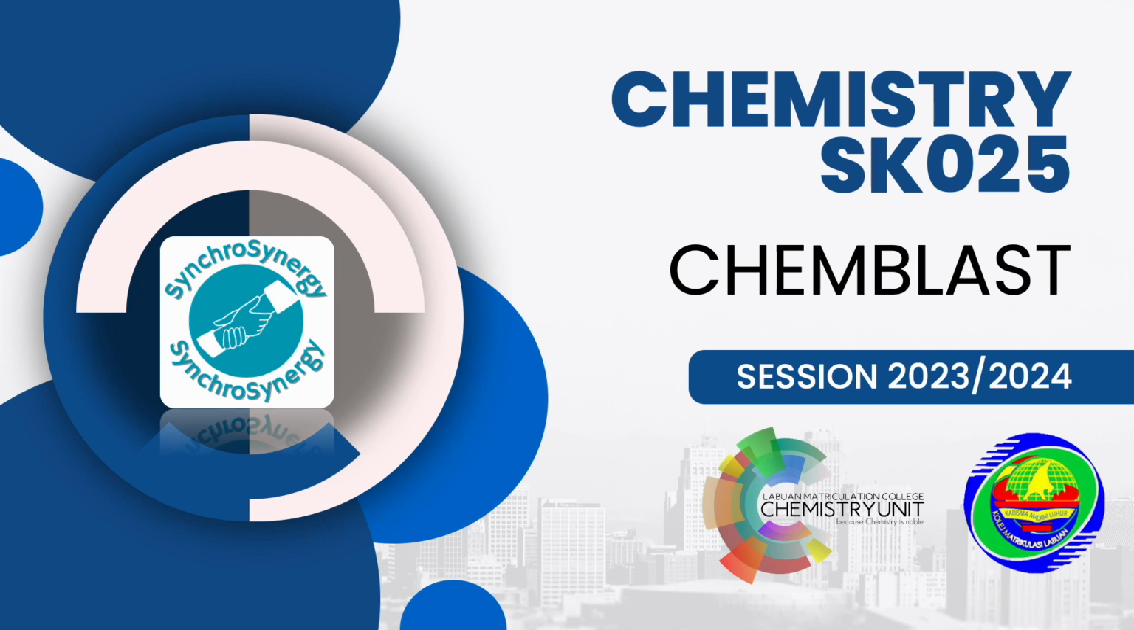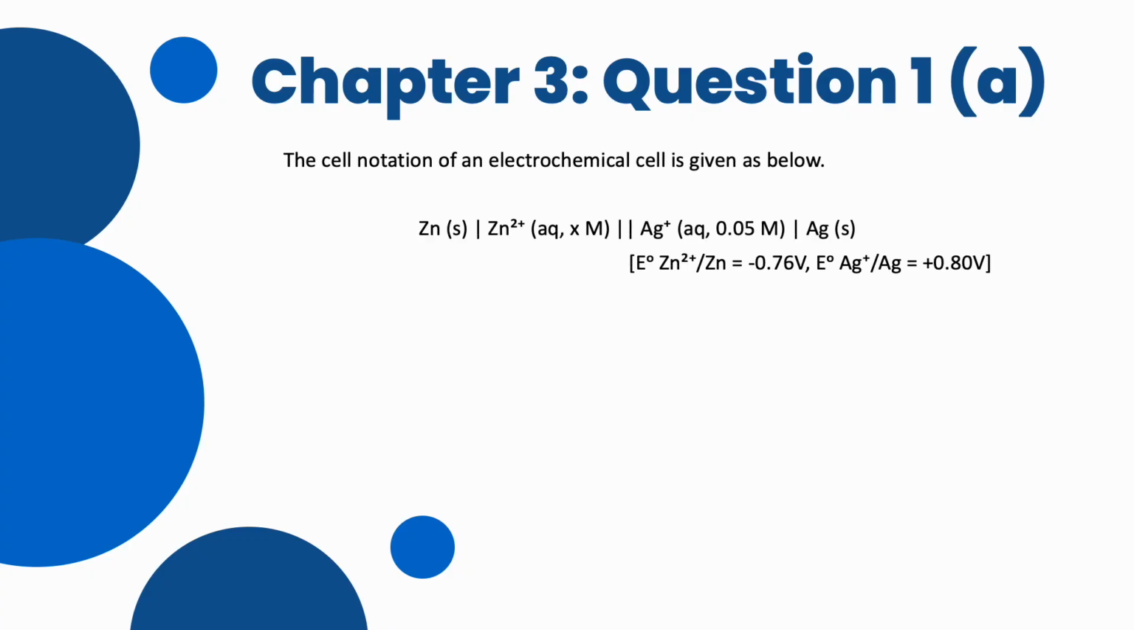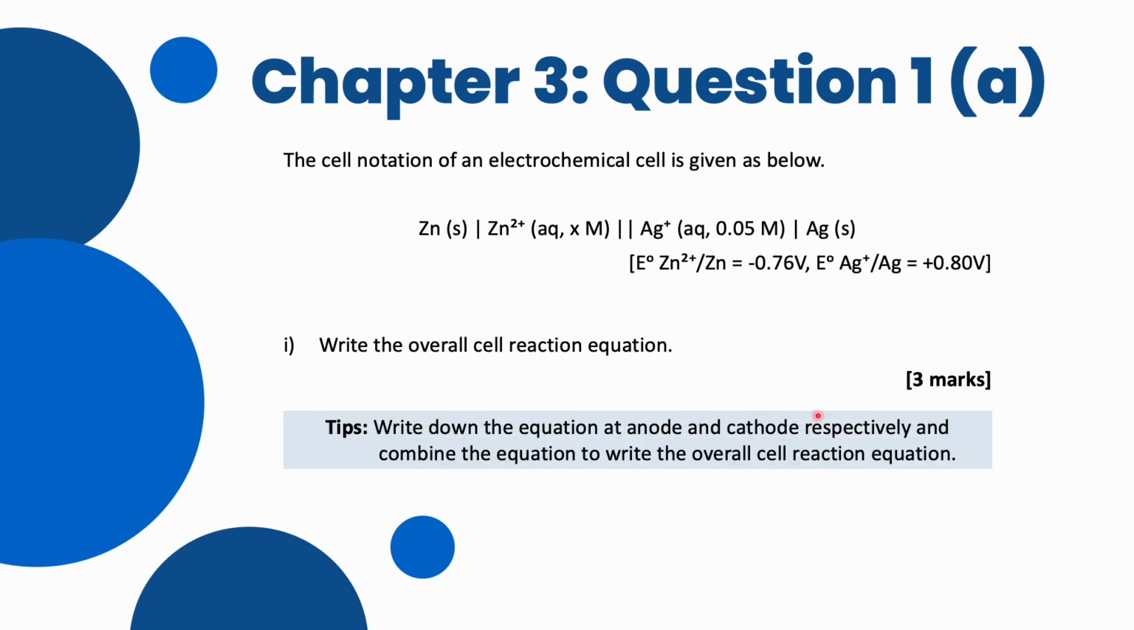In this video, we will discuss questions for Chapter 3, Electrochemistry, and specifically question number 1. Question 1a: the cell notation of an electrochemical cell is given as below. Question 1 Roman: write the overall cell reaction equation. This question has 3 marks, okay? The tip given is to write down the equation at the anode and cathode respectively and combine the equations to write the overall cell reaction equation.